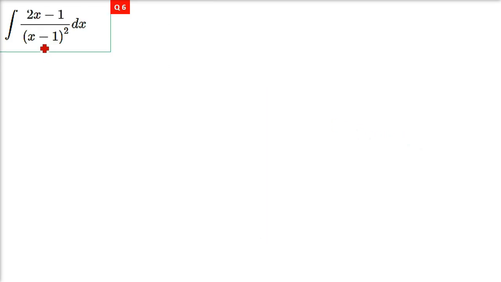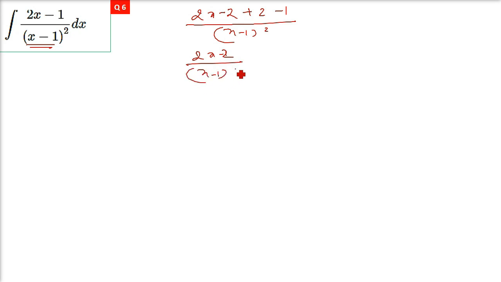Next one is also like that, which we have completed, 5 questions. So it will be 2x minus 1 divided by (x minus 1) whole square. 2x minus 1 minus 2 you can write, and plus 2 you can write, because we need x minus 1 in the numerator so that we can cancel it out with the denominator. So we have (x minus 1) whole square here. So let us separate them out. 2x minus 2 divided by (x minus 1) whole square plus 2 minus 1 is 1, 1 divided by (x minus 1) whole square.